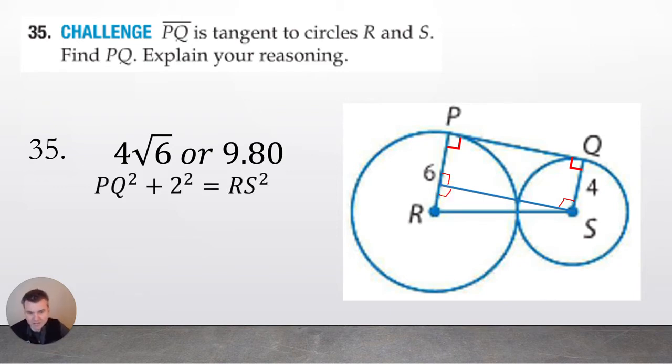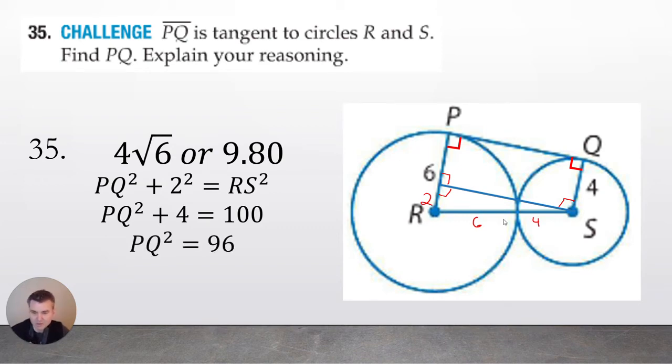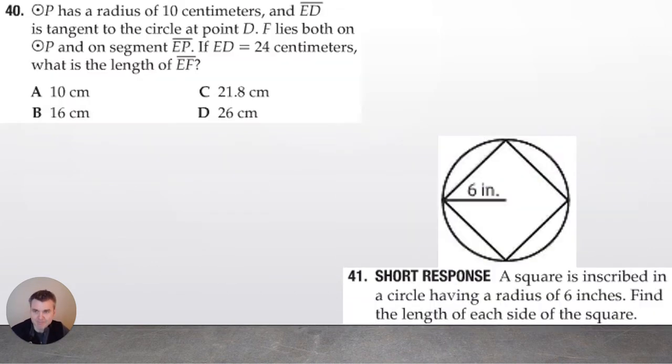I know that this distance, because this is a rectangle, so this is 4, so I know this is 2. And then RS, well, I know RS must be 10, and the reason for that is this is a radius, RP, so this is 6. This is a radius, SQ, so this is 4. So now 2 squared plus x squared equals 10 squared. PQ squared is 96. PQ is 4 radical 6. All right.